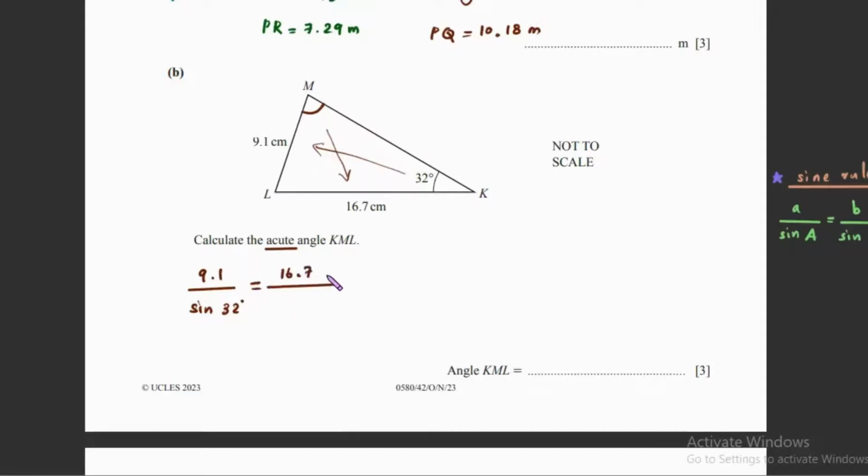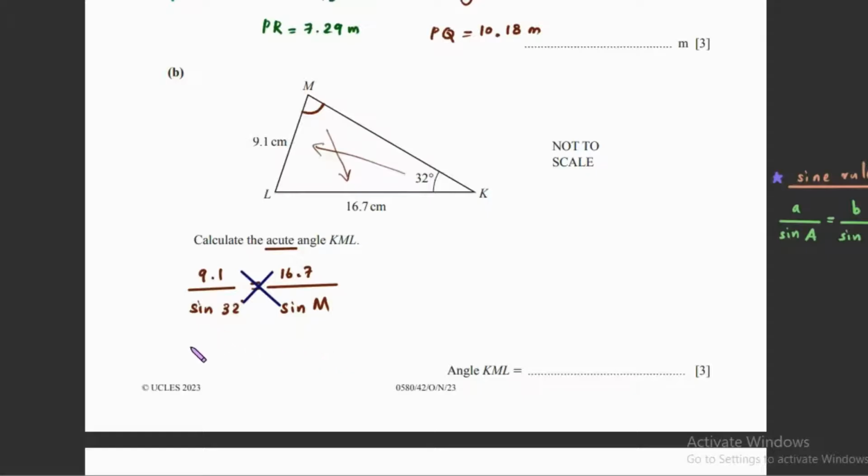And the angle opposite to the 16.7 is this angle KML. So I will label it as M, angle M. So it should be sine M. I need to find what this M is, so I need to isolate M. When we have two fractions on either side like this, to find the value, I need to cross multiply. First, I need to get rid of the fraction, write it as a linear equation, and then solve it.